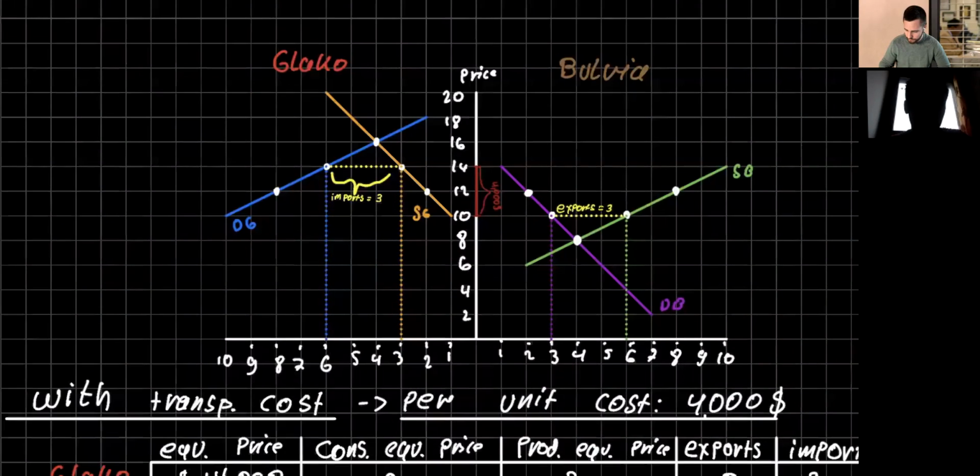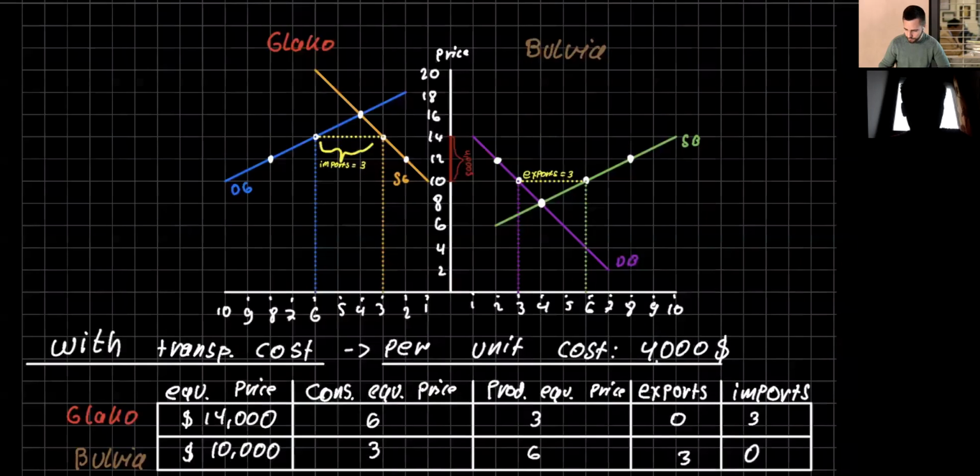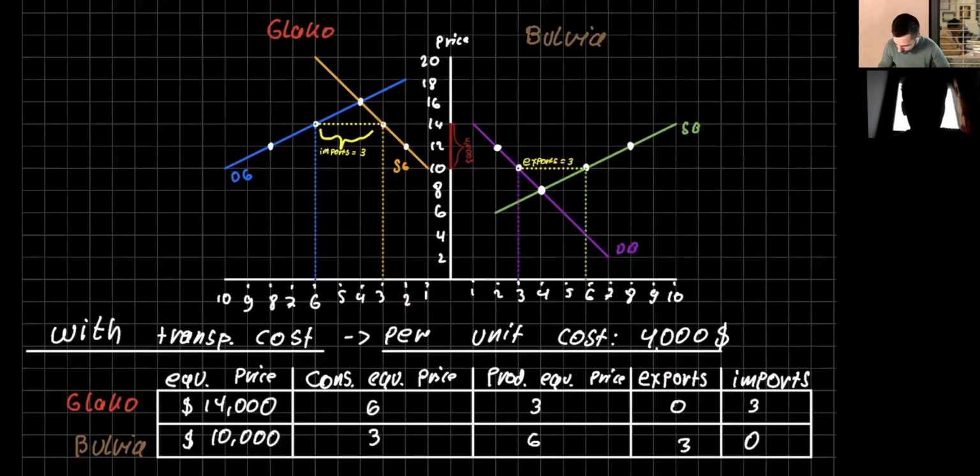So their price is going to fall from 16,000 to 14,000, and Bolivia's price is going to rise from 8,000 to 10,000. As you can see, that difference in price is 4,000, and that's going to be the transportation cost. So at this rate, the equilibrium price for Glauco is going to be 14,000, and for Bolivia it's going to be 10,000.